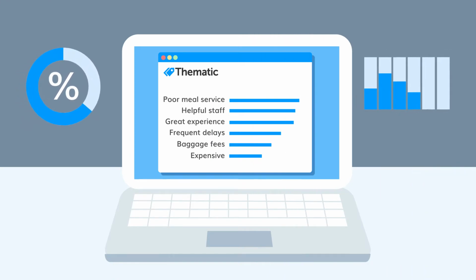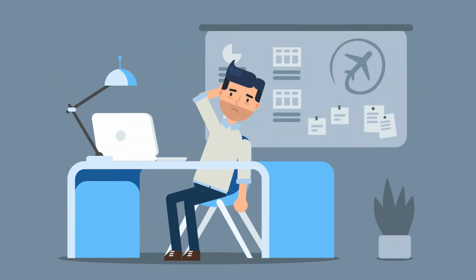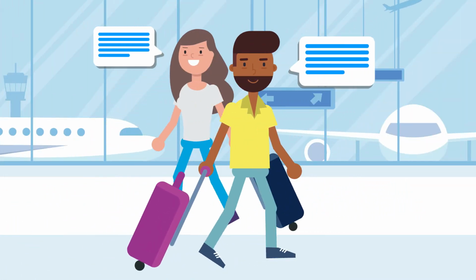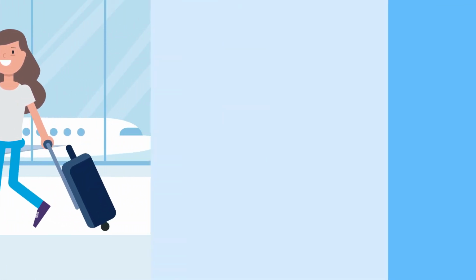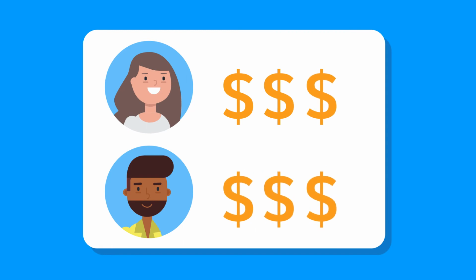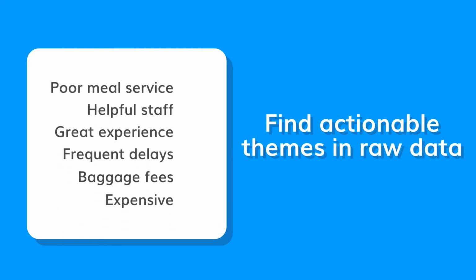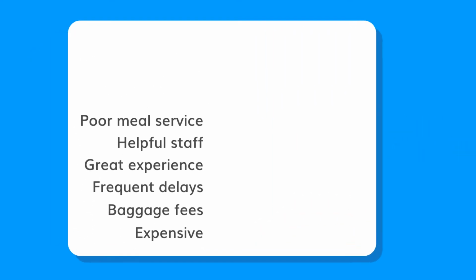Find actionable insights fast and get aha moments that can transform your business. Get a deeper understanding of your customers to improve their experience, increasing their retention and loyalty. Why is Thematic different? Our innovative AI algorithm finds actionable themes in the raw data specific to your business.